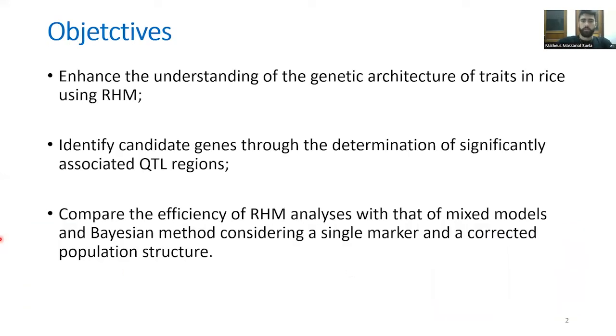The objectives of this study were to enhance the understanding of the genetic architecture of traits in rice using RHM, identify candidate genes through the determination of significantly associated QTL regions, and compare the efficiency of RHM analysis with that of mixed models and Bayesian method considering a single marker and a correct population structure.